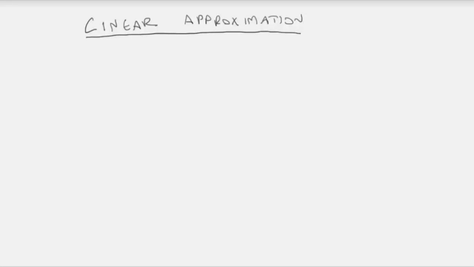Hey, so this is Joseph, and this is the sixth and final part of the second chapter of Stewart's Calculus. And we're going to be talking about linear approximation.